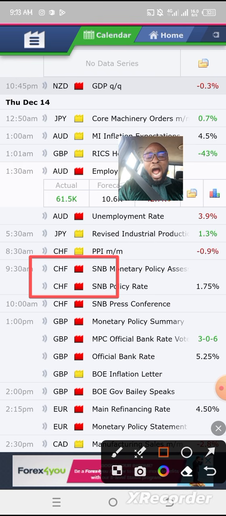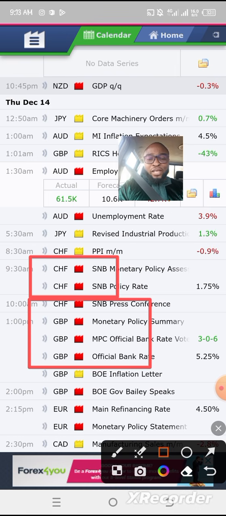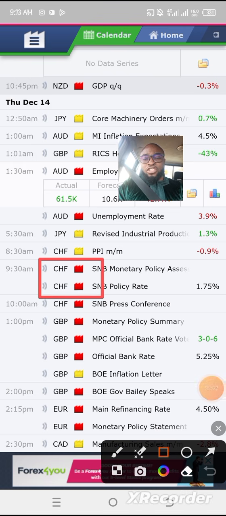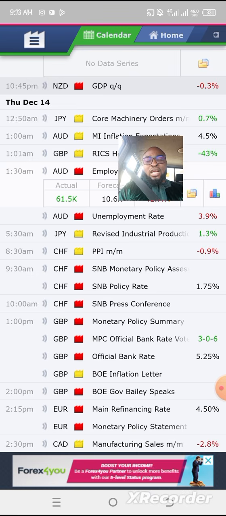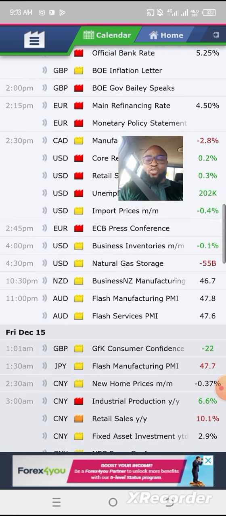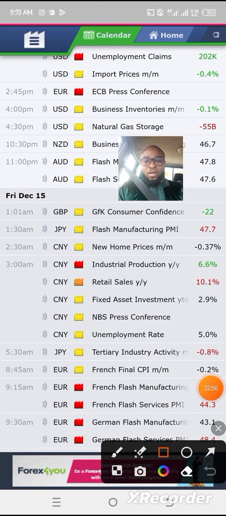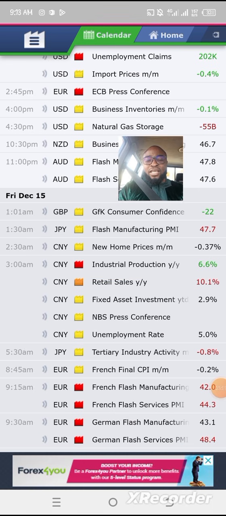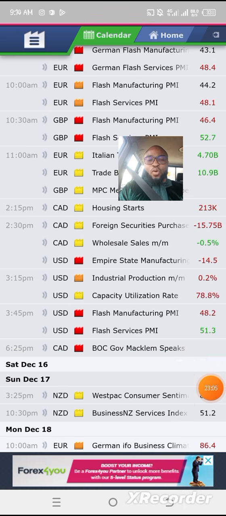High impact news are all these reds. They do move the market like crazy. Okay, now this is CHF news. This is GBP news. Always calculate and check for red high impact news. All these are orange impact news as well. They also move markets. This is one here, but it's not common. They also move the market, but as you can see, red impact news is always common. This is US news here.